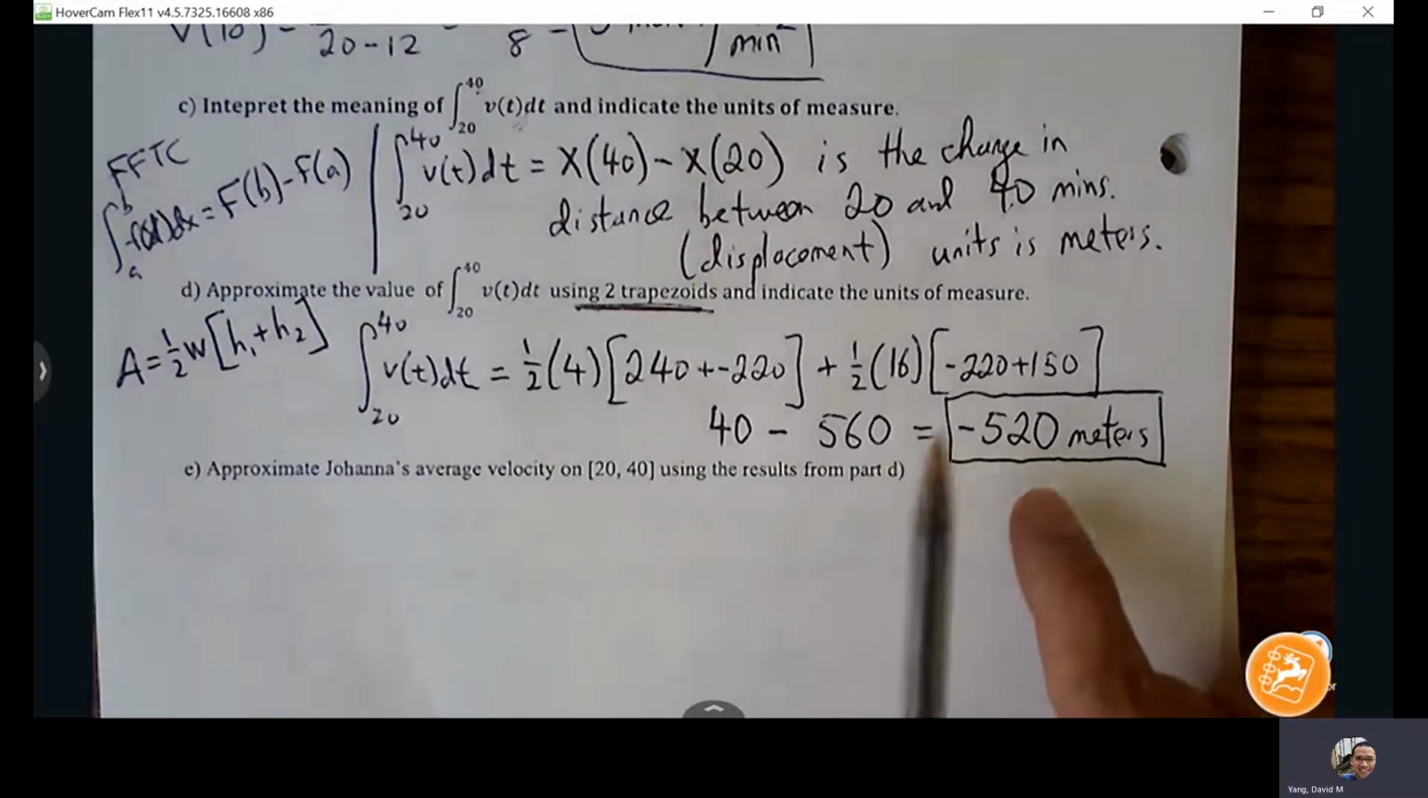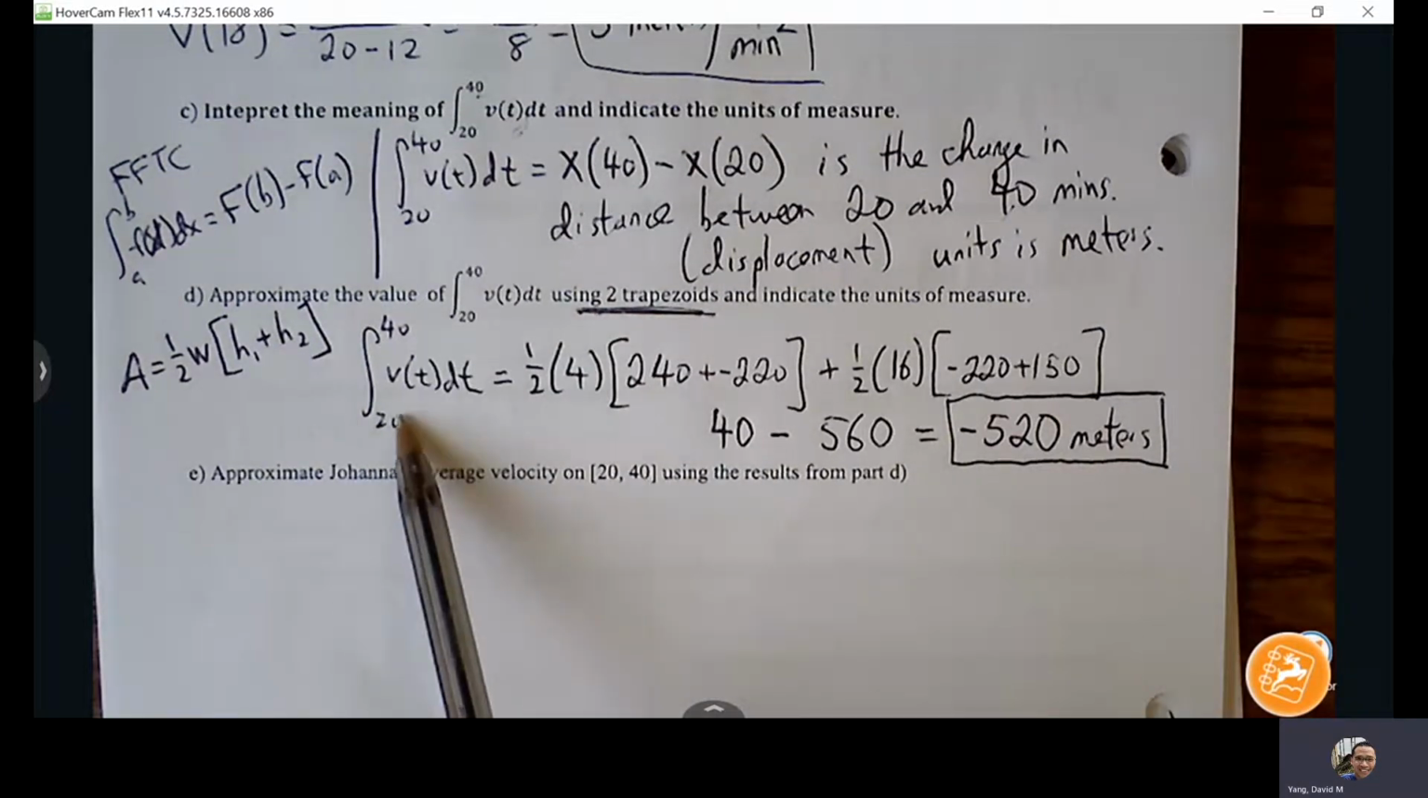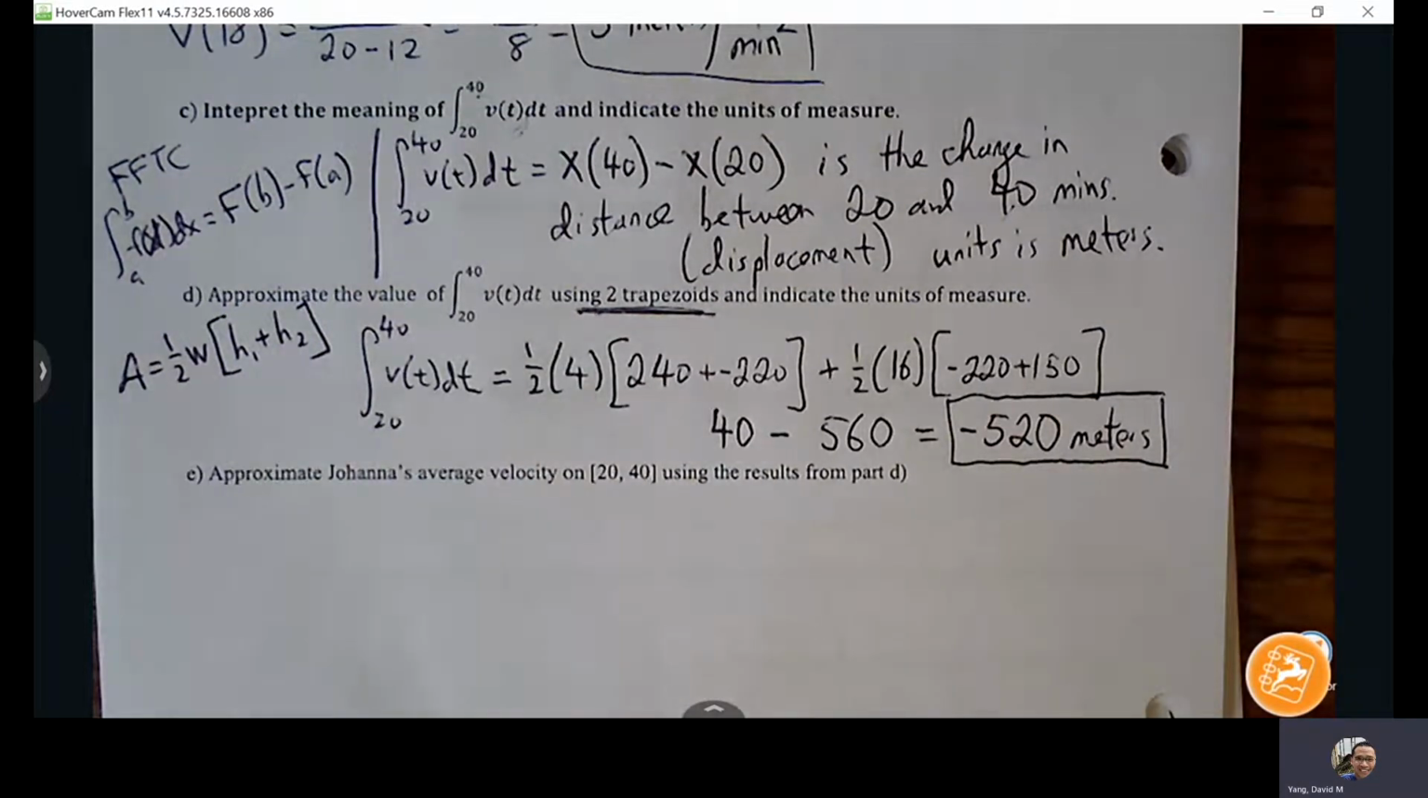Yeah, so she's 520 meters to the left of where she started at 20 minutes. So between 20 and 40 minutes, it doesn't matter that she's backtracking forwards and backwards. If you compare the distance between 20 minutes and 40 minutes, she's going to be 520 meters in the opposite direction of where she started at 20 minutes.